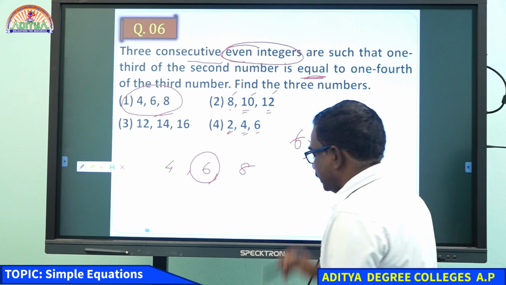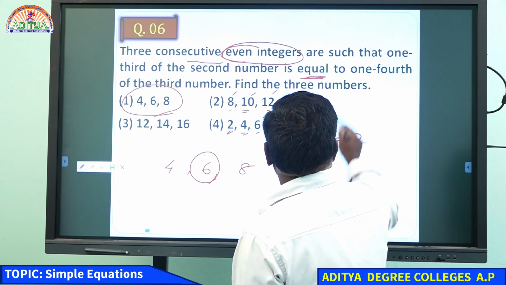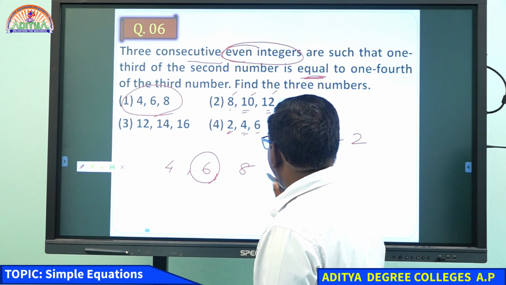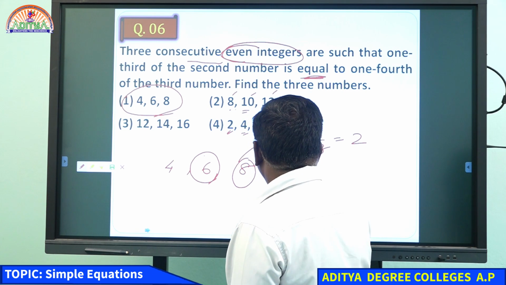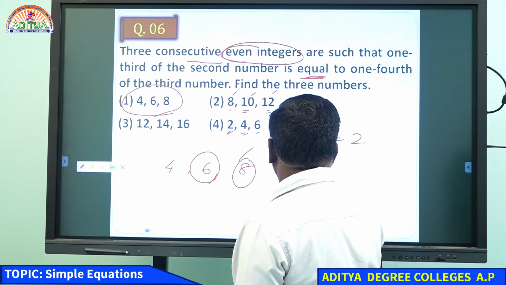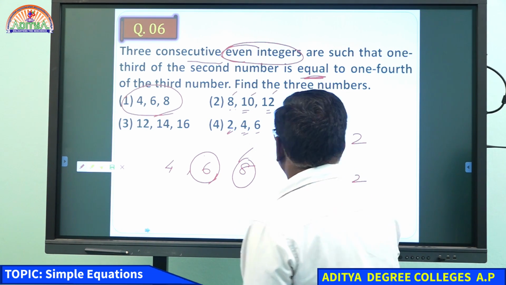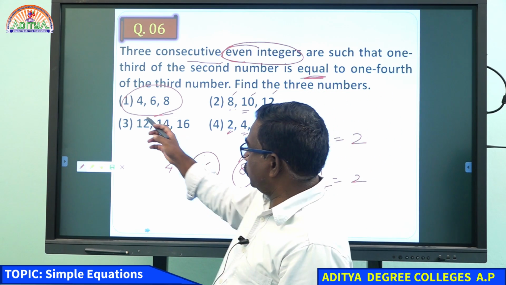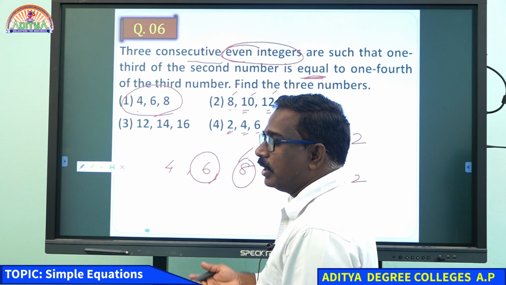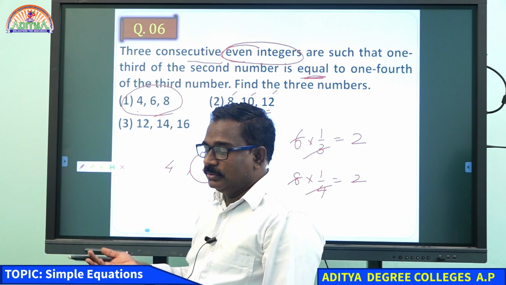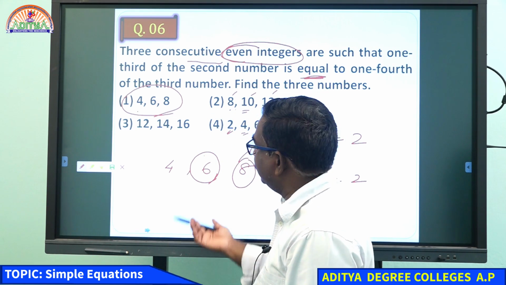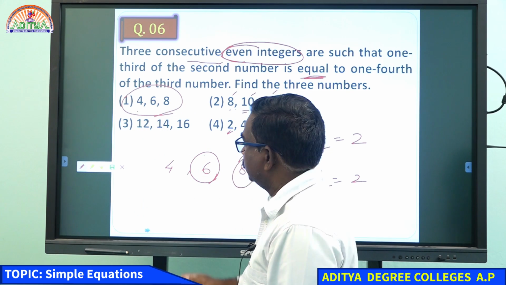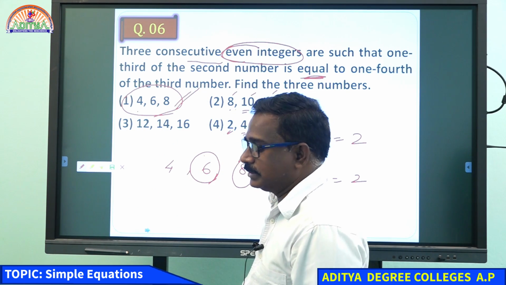So this 2 is equal to 1/4 of the third number. The third number is 8, 1/4 of the third number is 2. So the condition is satisfied, and these three are consecutive even numbers. 4 after 6 only, 6 after 8 only. There is no missing even number in this series. So 4, 6, 8 is correct.